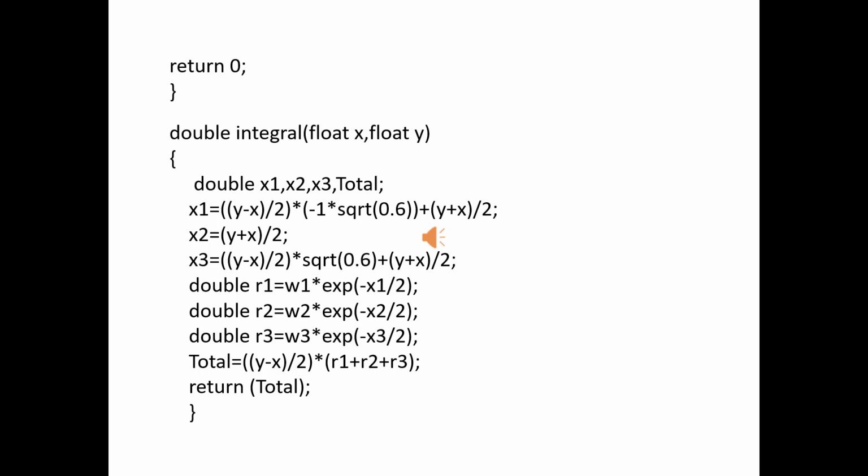The x1 is equal to (y minus x) by 2 into minus 1 into sqrt of 0.6 plus (y plus x) by 2. In this equation we are using the sqrt function, which is the mathematical function used for finding the square root of the given number. So sqrt has only one parameter. Then x2 is equal to (y plus x) by 2, x3 is equal to (y minus x) by 2 into sqrt of 0.6 plus (y plus x) by 2. After this step we are getting the values of x1, x2, x3.